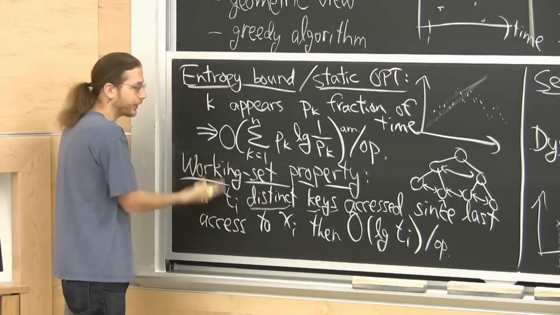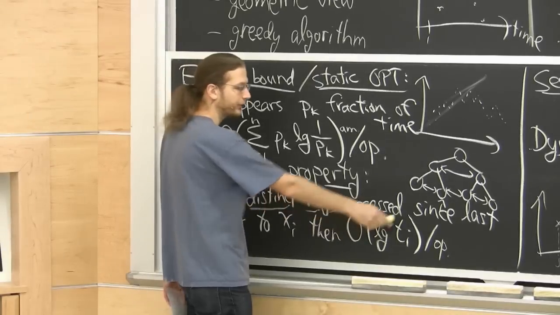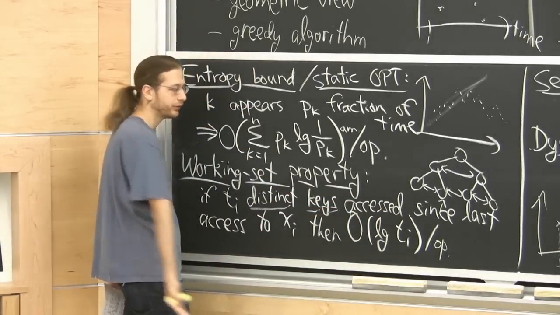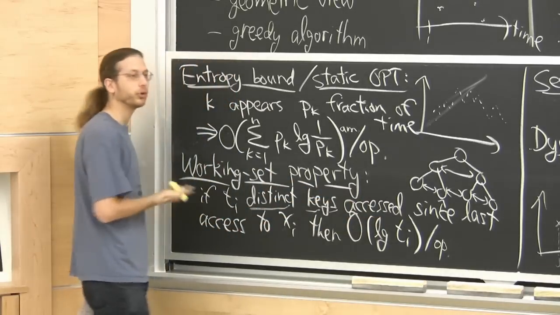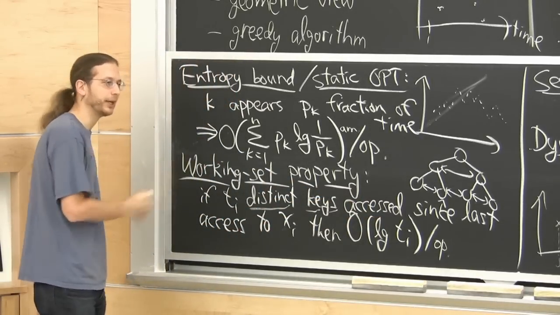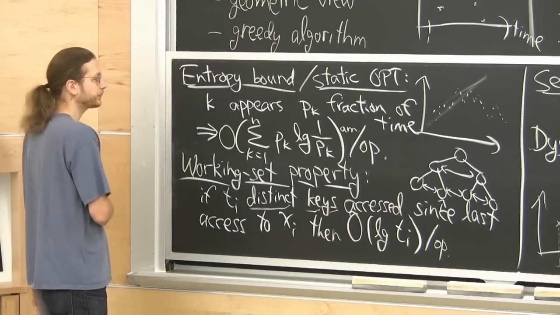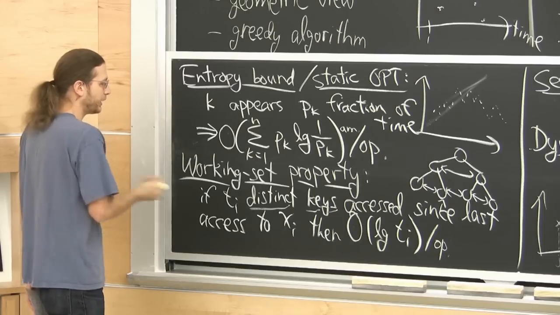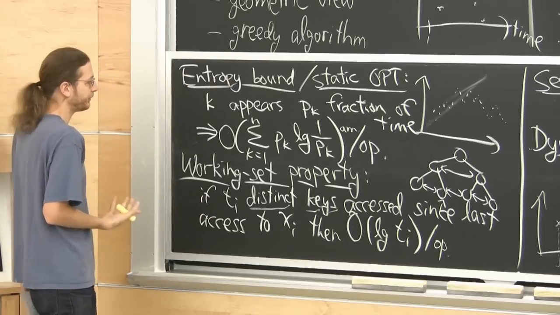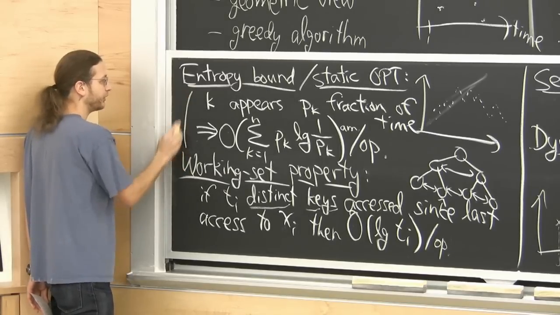But in general, for any access sequence, you can compute the working set cost, which is the sum over all the i's of log ti. That is your total cost for the access sequence. Divide by n, that's the amortized cost. OK? It's another nice property. Not so obvious is that working set implies the entropy bound.